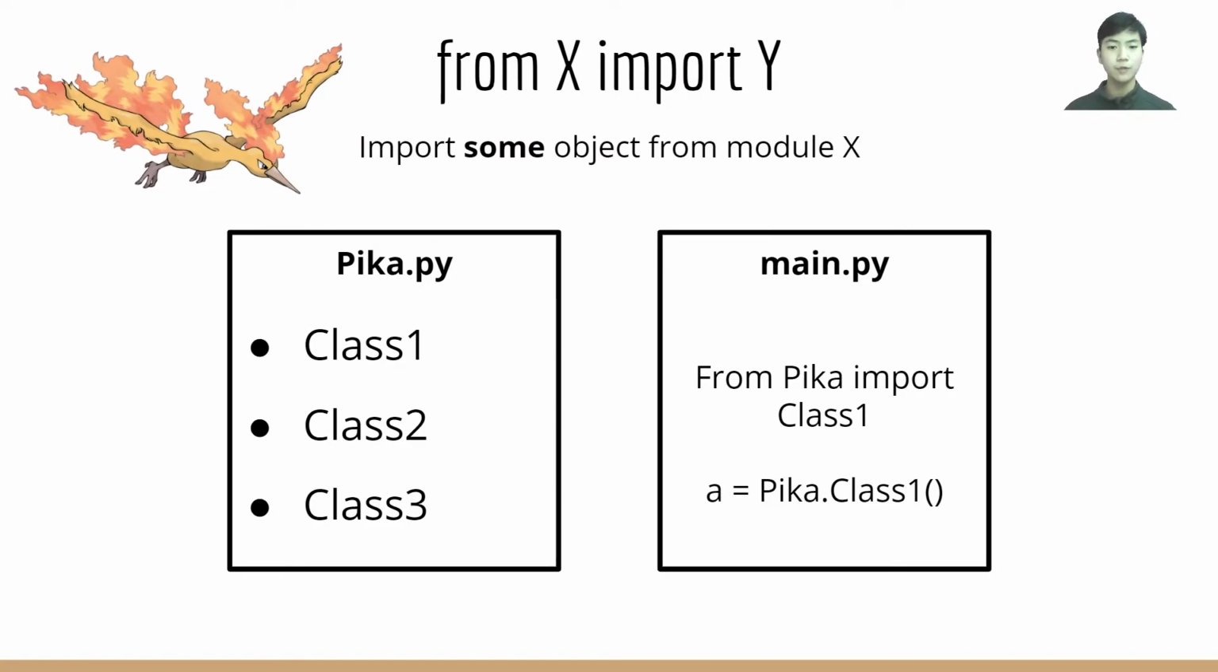Now let's move on to from X import Y. From X import Y basically just imports some object from the module X. It will import the object that you choose and want to import from the module. And in this case, I want to import only class 1 from pika.py, and that's what I did. And here in main.py, we can see that from pika import class 1, and it will only import class 1. And then a equals class1.